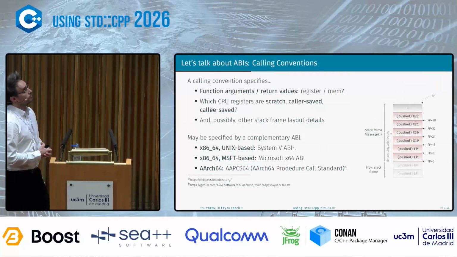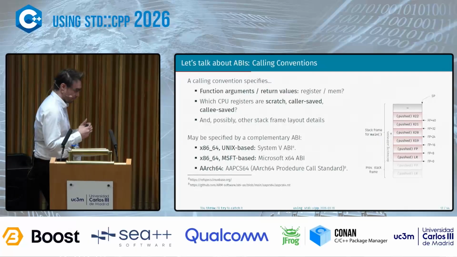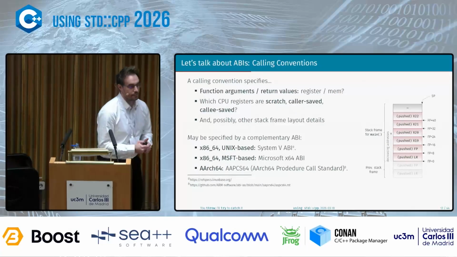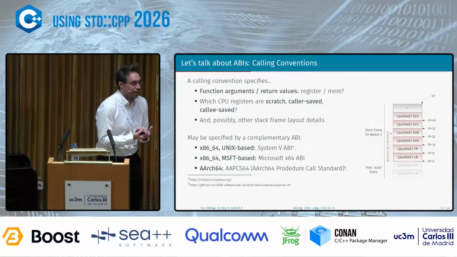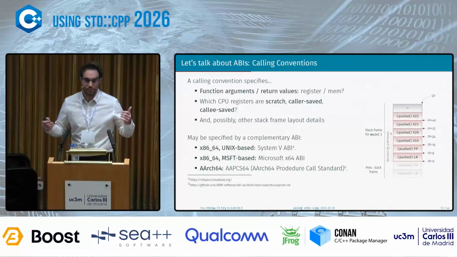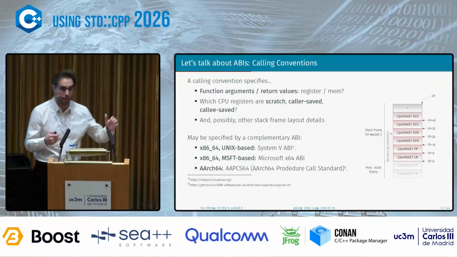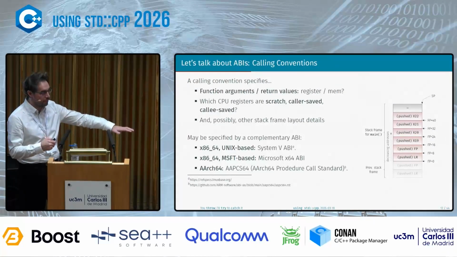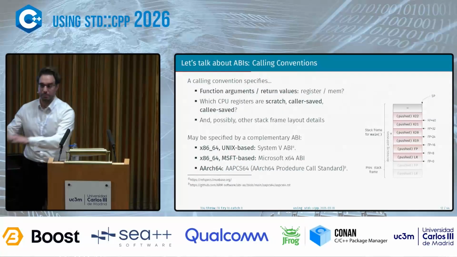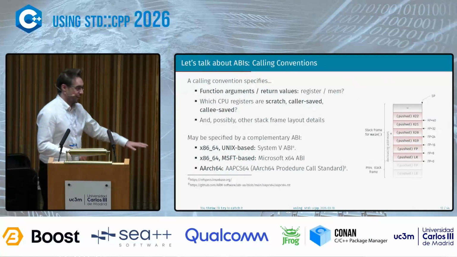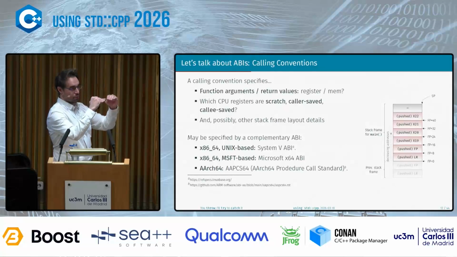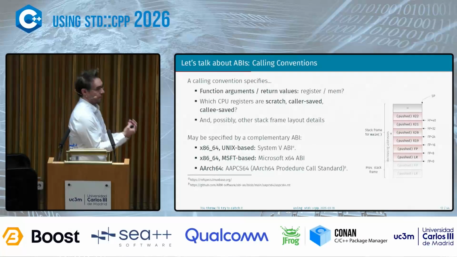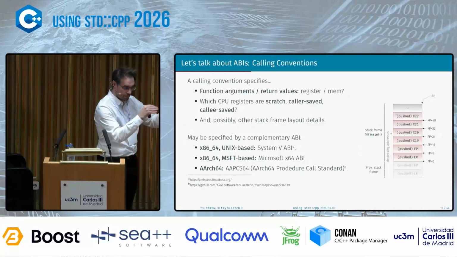Let's talk a bit more about calling conventions. Calling convention specifies how the function arguments and return values are going to be passed. Either they are going to be passed through CPU registers, or they are going to be passed on the stack. What happens when you cross the function call boundary? What registers you can use as temporary during your function code?